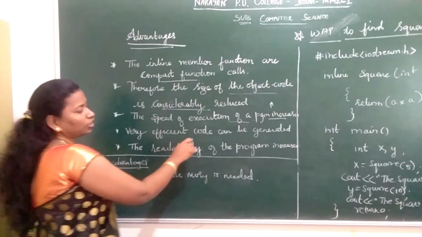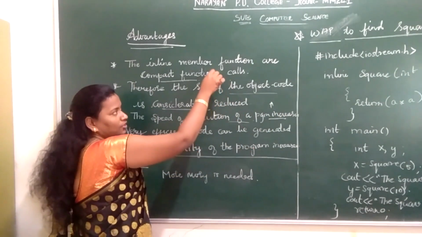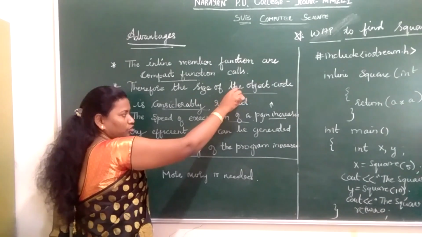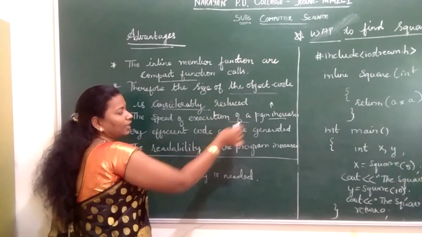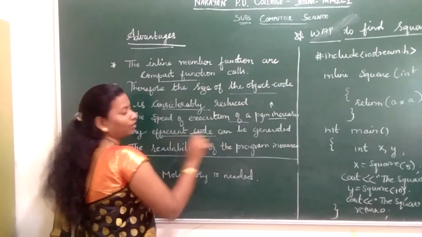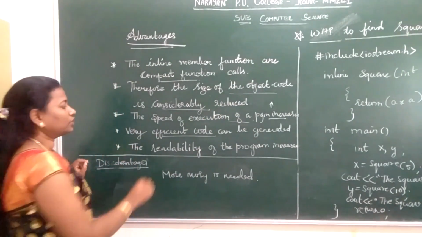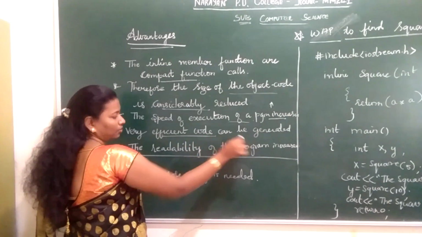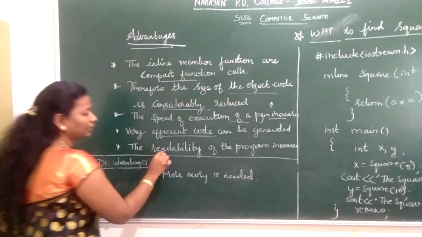Next, very efficient code can be generated. Because it is compact, because the object code is small, the execution speed is high. What happens finally? Code efficiency. That means very efficient code can be generated. Next, readability.